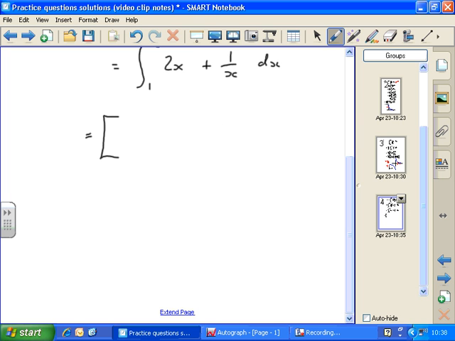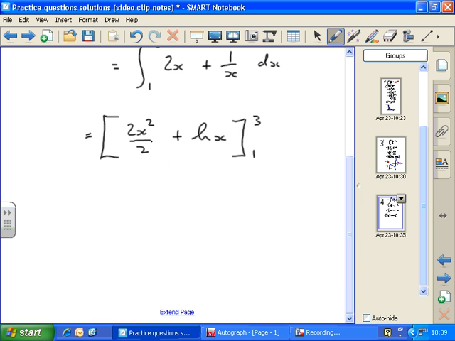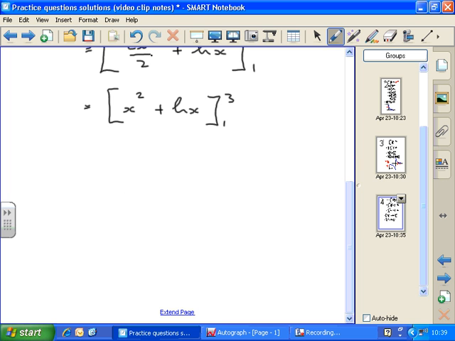So to integrate this, all we do is integrate each term independently. So 2x becomes 2x squared over 2. Add 1 to the power, divide by the new power. 1 over x is the standard integral, becomes log x, between 1 and 3. 2x squared over 2 simplifies to x squared plus log x between 1 and 3. And now all we've got to do is put in our limits.